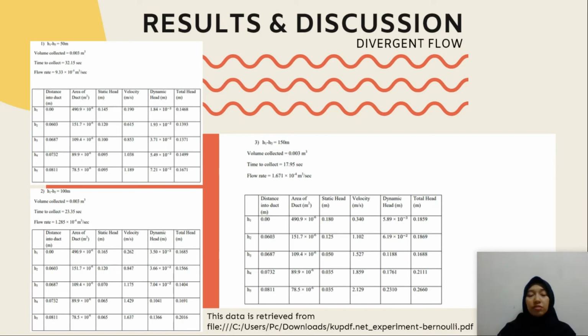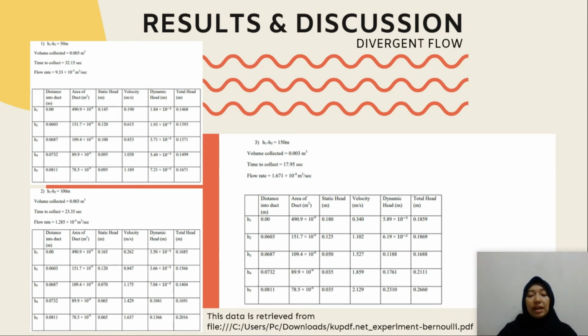Here are the results for divergent flow. For both convergent and divergent flow, velocity increased when fluid flows from a wider to a narrower area. And also, be it convergent or divergent flow, velocity increased as pressure difference increased. So, as velocity increases, the dynamic head calculated will also increase. Note that divergent flow goes from pressure head H5 to H1, which is from narrower to wider.